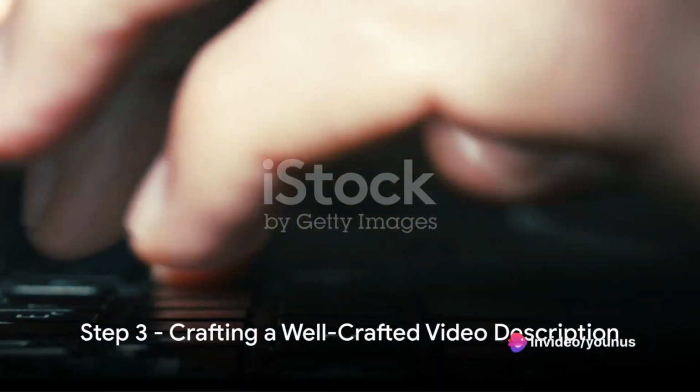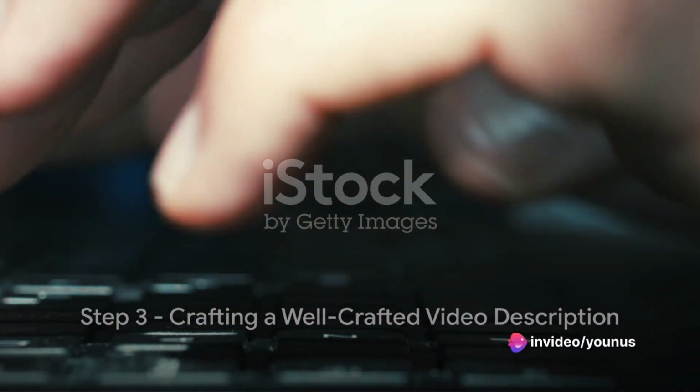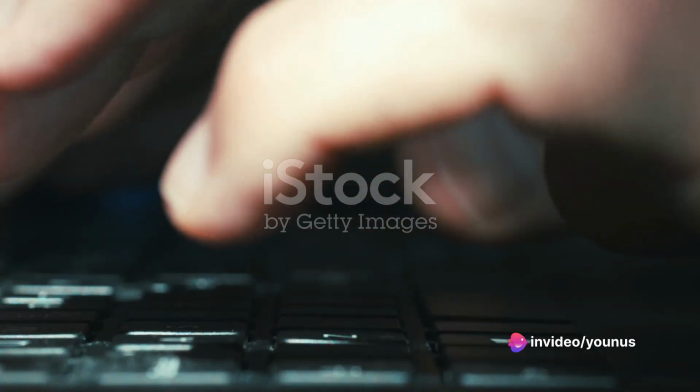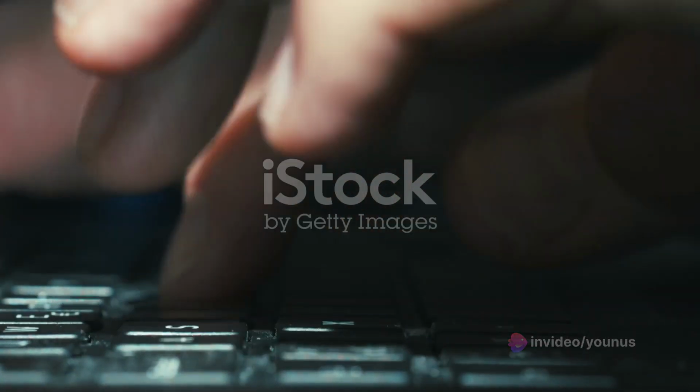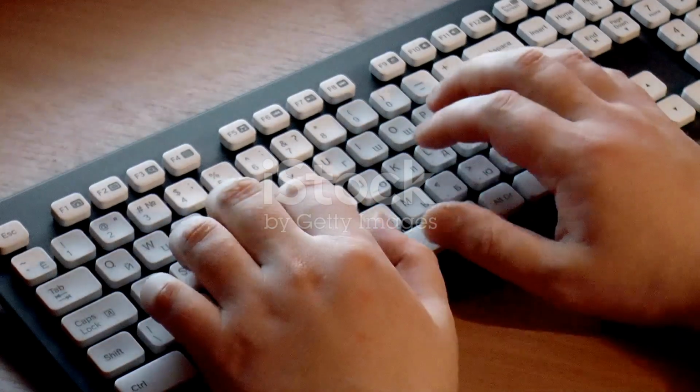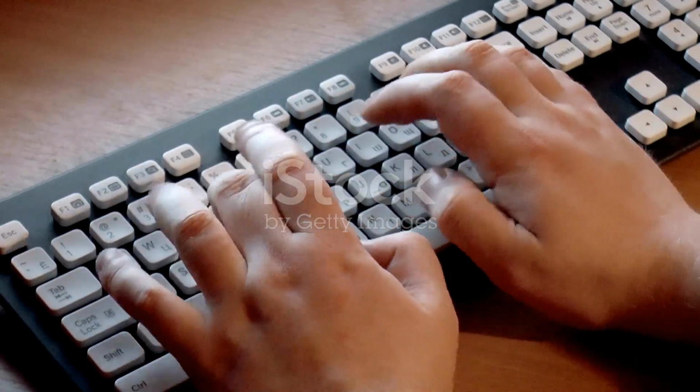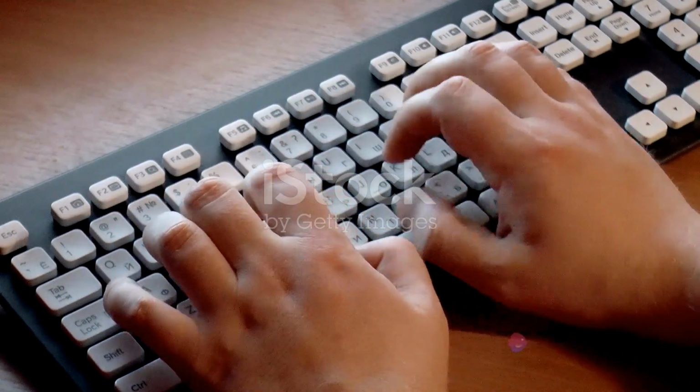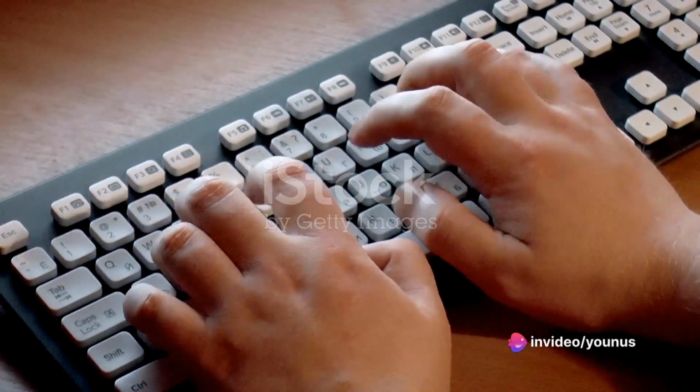Step 3 is all about the video description. A well-crafted description not only informs viewers about your video, but also helps improve its searchability. Sprinkle relevant keywords throughout the description, but remember, avoid keyword stuffing.